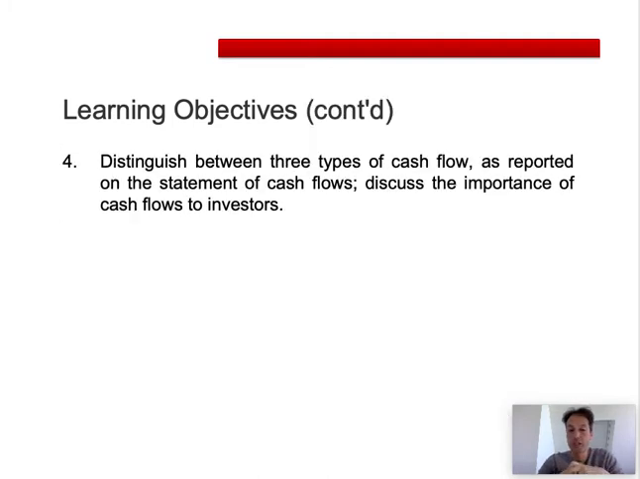Now, the last learning objective, number four: you should be able to distinguish between the three types of cash flow. And we have three types, and which are those types? We will be looking at the operating cash flow, the investment cash flow, and the financing cash flow. So we have three types. The most relevant aspect of being able to distinguish between these three types of cash flow is that you are also able to discuss the importance of it to investors that are active in the capital market.